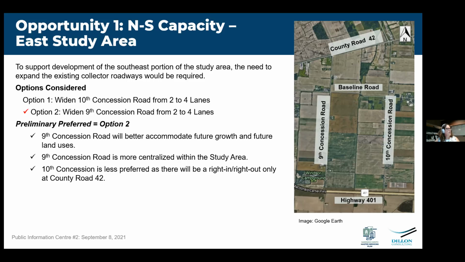The reasoning behind option number 2 being preferred is that concession 9 is more central to the southern portion of the study area, and the 10th concession has intersection restrictions at County Road 42, with right-in, right-out only lanes proposed through the completed County Road 42 EA.